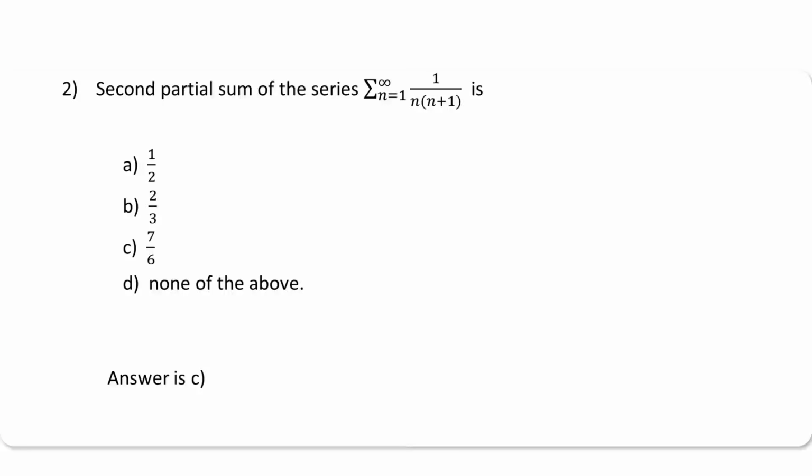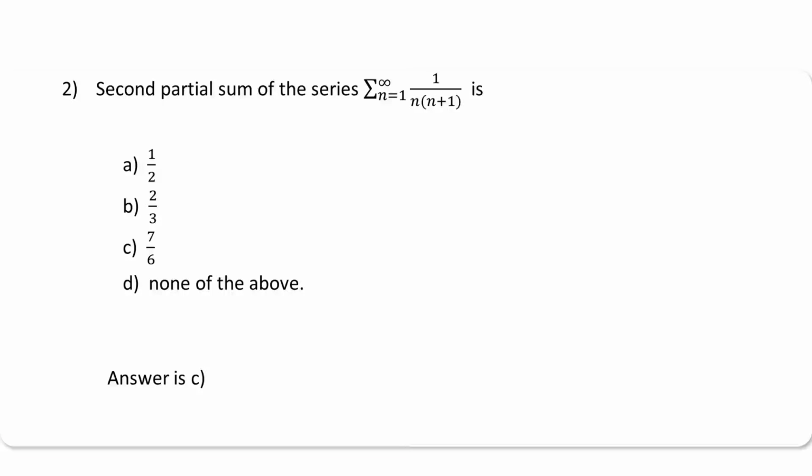Now in the second one, find the second partial sum of the series, the sum from n equal to 1 to infinity of 1 by n into n plus 1. The first partial sum of the series is u1, when n is equal to 1. When n is equal to 1, 1 divided by 1 into 1 plus 1, that is 1 divided by 2 only. That is the first partial sum.